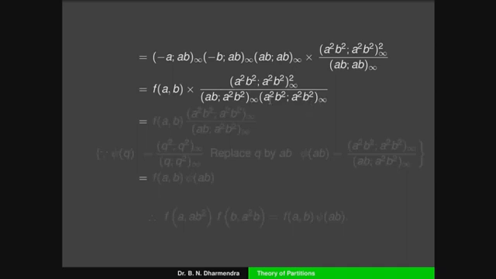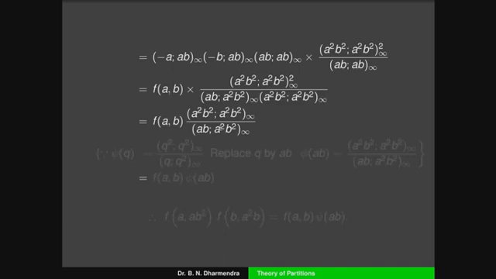So after splitting that odd and even term, we can cancel the terms of a square b square infinity. The numerator is a square term and the denominator is a single term, so it will get cancelled. That is equal to f of a comma b into a square b square infinity divided by ab a square b square infinity. So that is the definition of xi.